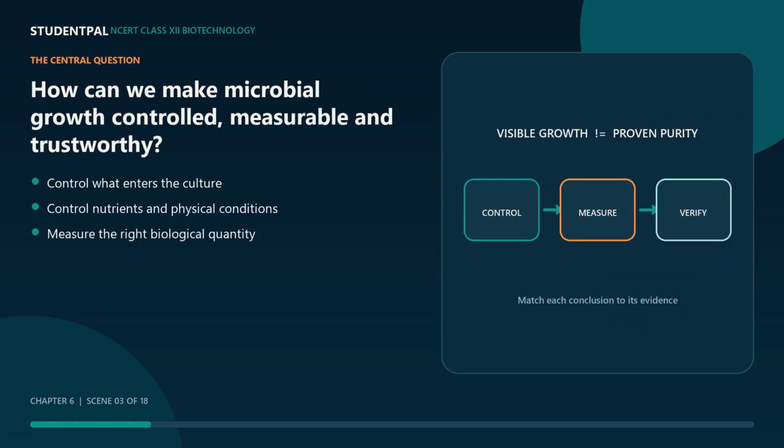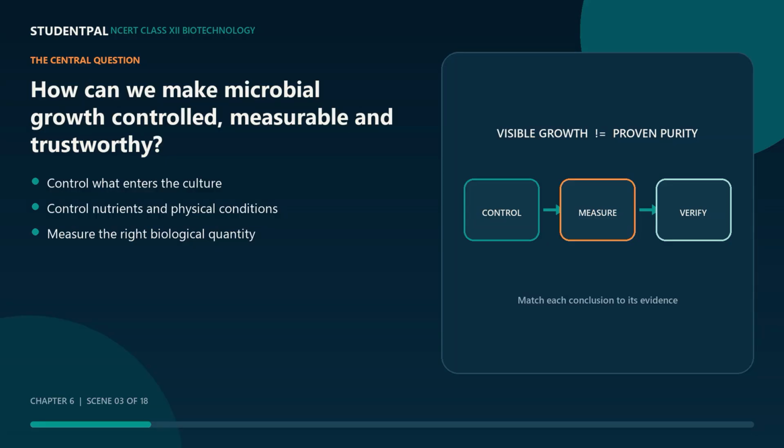The central problem is control. Microorganisms are widespread, grow rapidly, and may look similar when observed only as turbidity or colonies. A useful culture therefore needs three kinds of control. Entry control prevents unwanted organisms from entering the vessel and prevents the culture from escaping. Environmental control defines nutrients, temperature, pH, oxygen, and time. Measurement control matches the method to the claim.